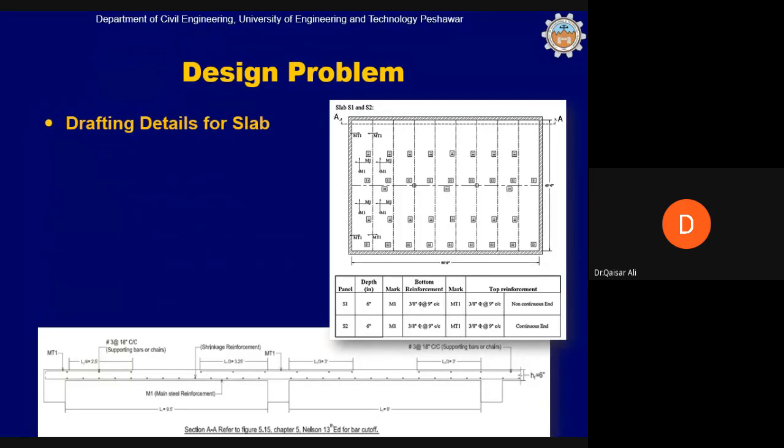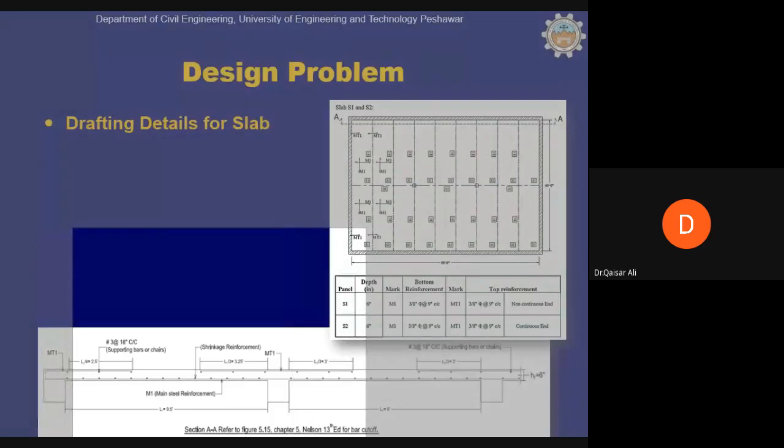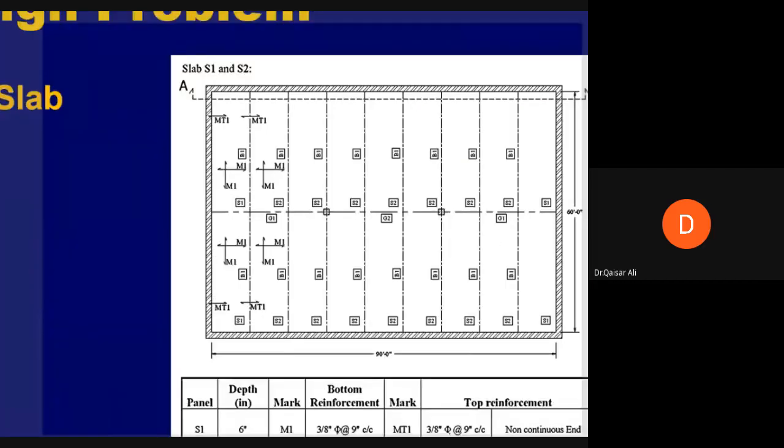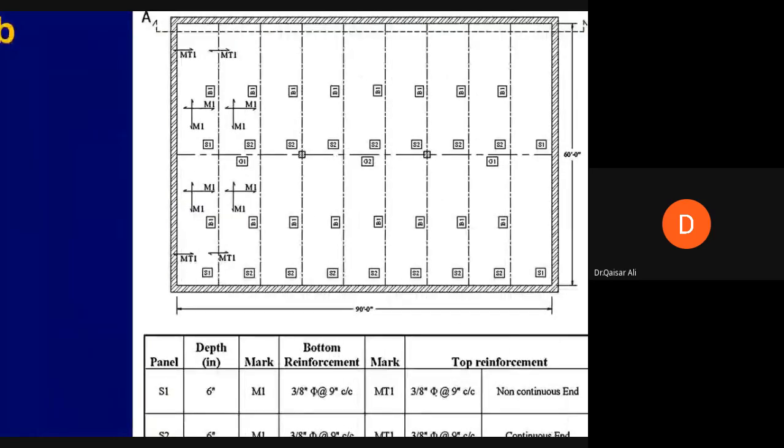Finally, now drafting. This is the drafting of the slab. This is M1. M1 means M1 is extended here. M1 mark, M1 mark. This slab has been named as S1, S1, S1. This is S2, S1, S2. The remaining are S2 because they are interior slabs and this is an exterior slab.